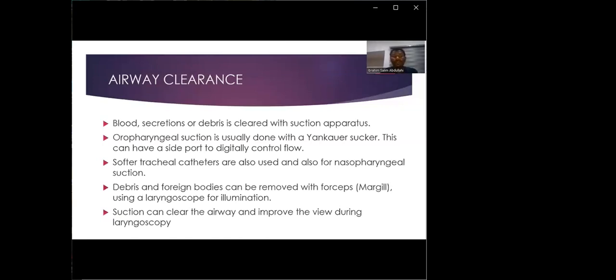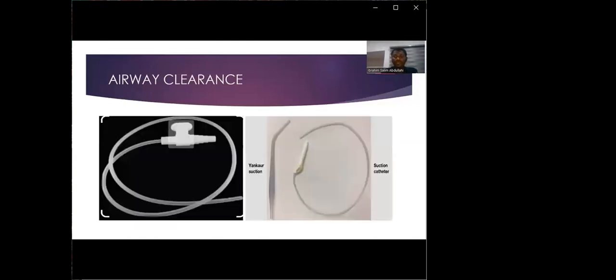That's for the secretions, but debris and foreign bodies in the airway can be removed with forceps, like our Magill forceps, and this can be done under direct laryngoscopy. Suction can clear the airway and improve breathing during laryngoscopy. Sometimes during laryngoscopy, secretions obscure the view of the laryngoscopist. However, with suction, it can improve the view.